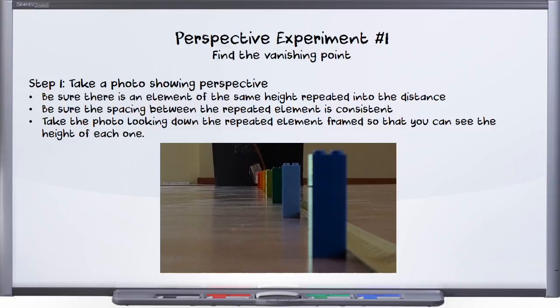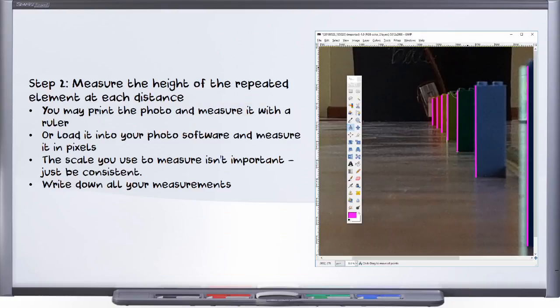Choose anything of a repeated size that's at a fixed distance apart. These Legos, I just placed them along the floor at 2-foot intervals. So they're all the same height and they're all the same distance apart. Just take a picture and then load it into any software that you can use to measure the height. Or, you can even just print this out on paper and measure it with a ruler. It doesn't have to be all that precise. Just measure the height of each one of these elements and write down your numbers, like this.